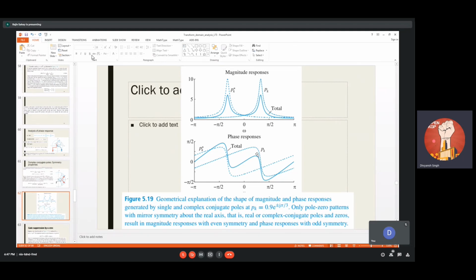So total will come out like this. So this is an odd function of frequency. We have magnitude responses with even symmetry and phase responses with odd symmetry. This is our idea of what happens when you have a pole in a system function.